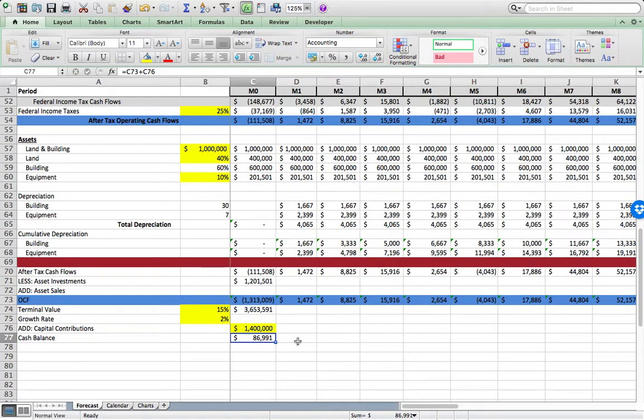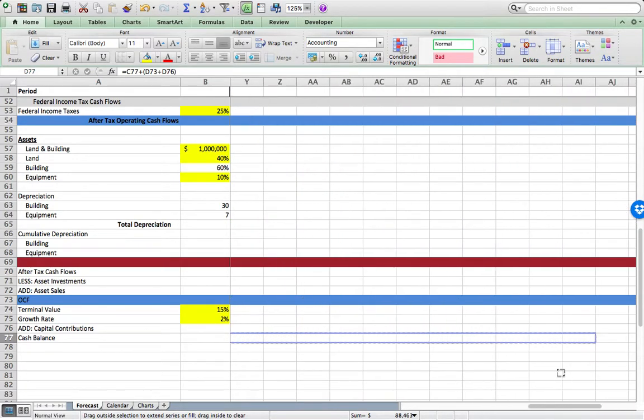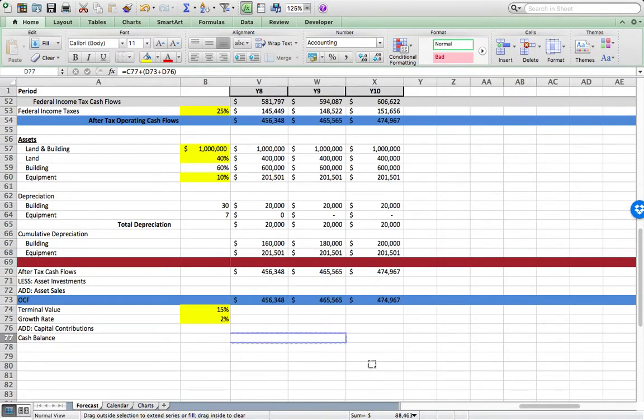Now, remember, this is in the period where we're doing the initial investments. We're calling it month 0. The cash balance in month 1 is equal to whatever the cash balance was in month 0 plus whatever the operating cash flows are in month 1 plus whatever the capital contributions are in month 1. All right? So because that was positive, it goes up a little bit and we're okay. And we can just string this formula out, stretch it out and fill it out the whole way as well.